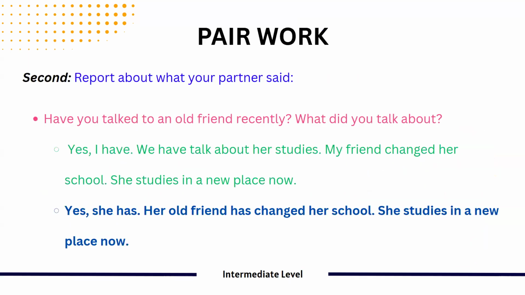Many things change, such as sentence structure. For example, here, yes, I have. We have talked about her students, my friend changed her school. She studies in a new place now. And then the answer in this case, how you are going to report to me? Always talking in she or he. Yes, she has.